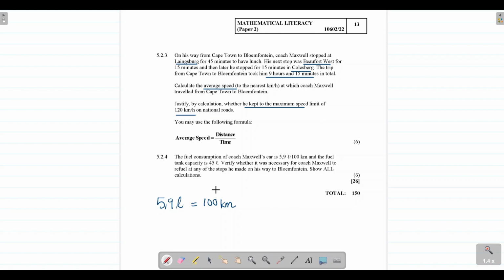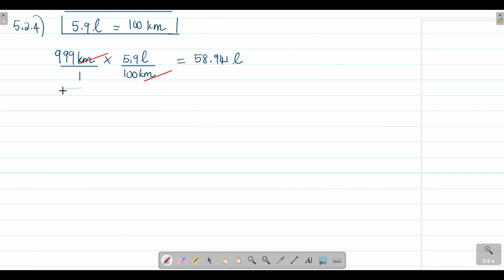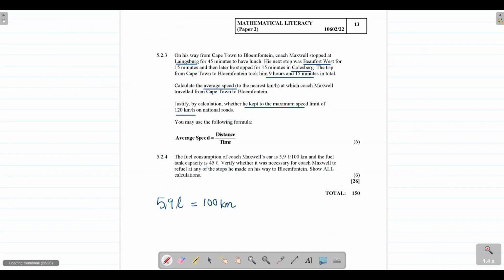So what does this mean? It means that if we take that 58.941 liters and minus 45 liters, the value that we get will tell us that Mr. Maxwell will have to refill that amount of petrol to get to his destination. If you punch it into your calculator, 58.941 minus 45 gives you 13.941 liters.